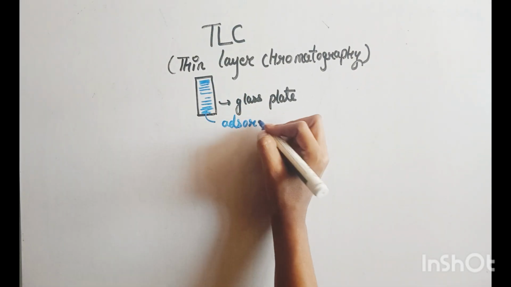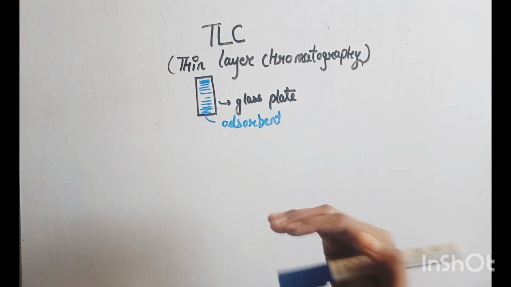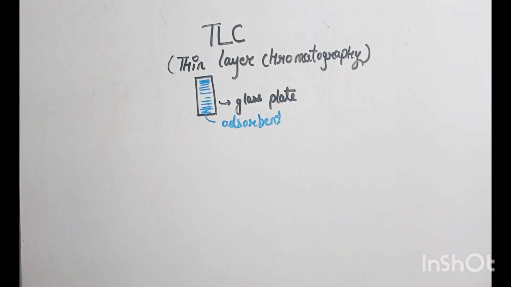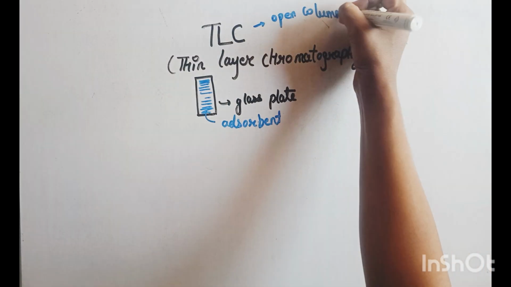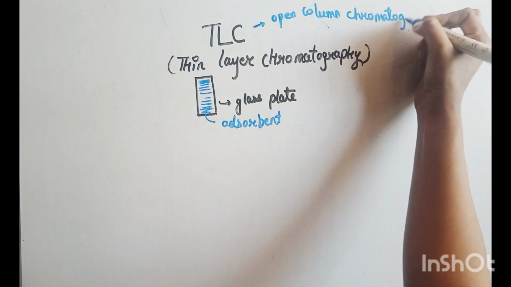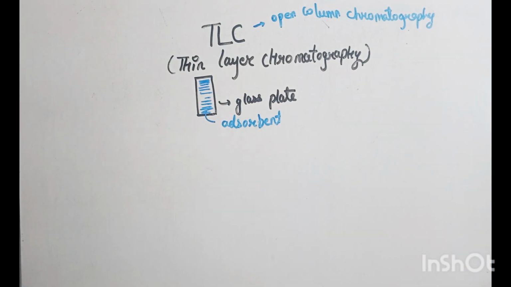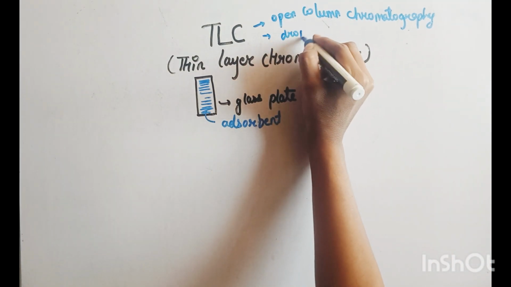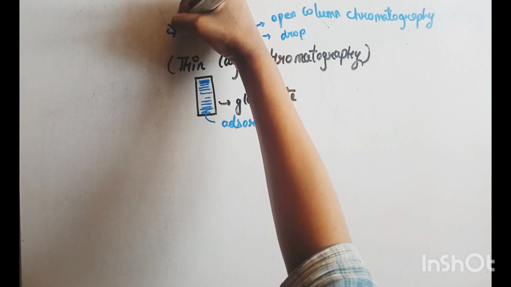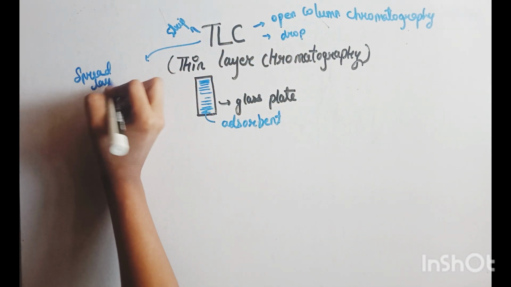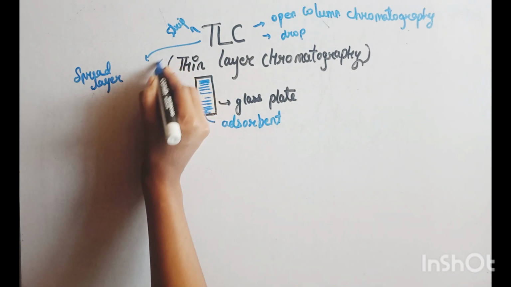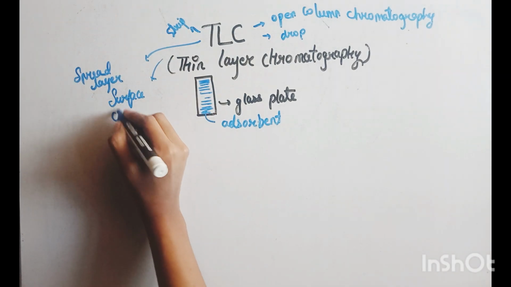And next, chromatography means the identification, purification and separation of any component. So this is called thin layer chromatography. TLC is also known as open column chromatography. TLC is also called the strip method, spread layer method, and surface chromatography.